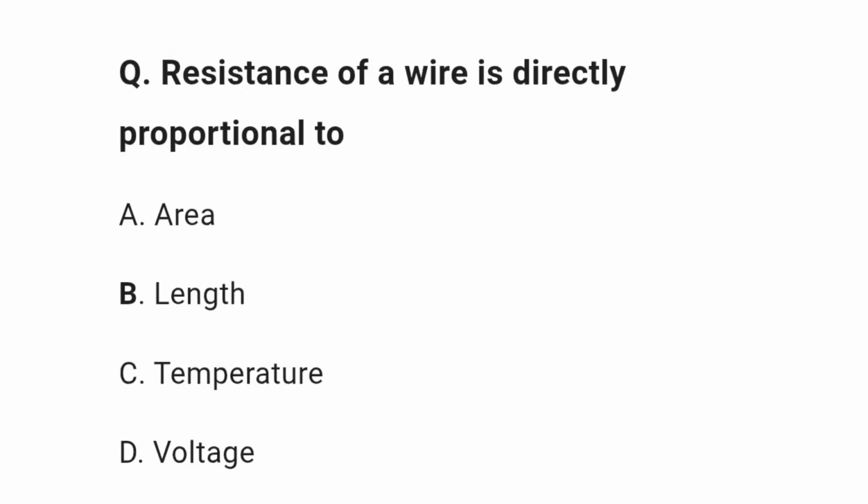Next question. Resistance of a wire is directly proportional to area, length, temperature, voltage. The right answer is option B, length. Resistance of a wire is directly proportional to length.